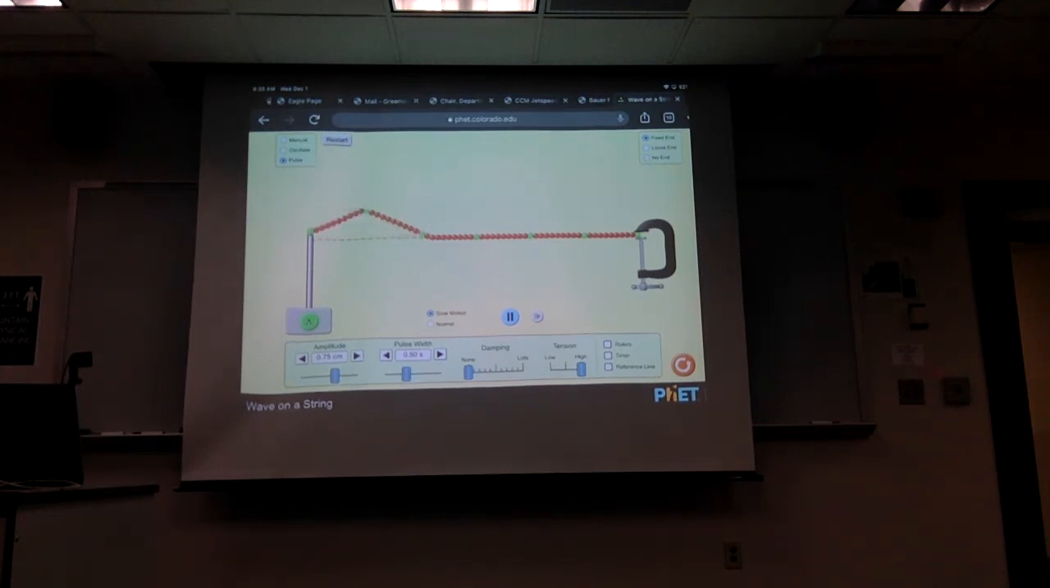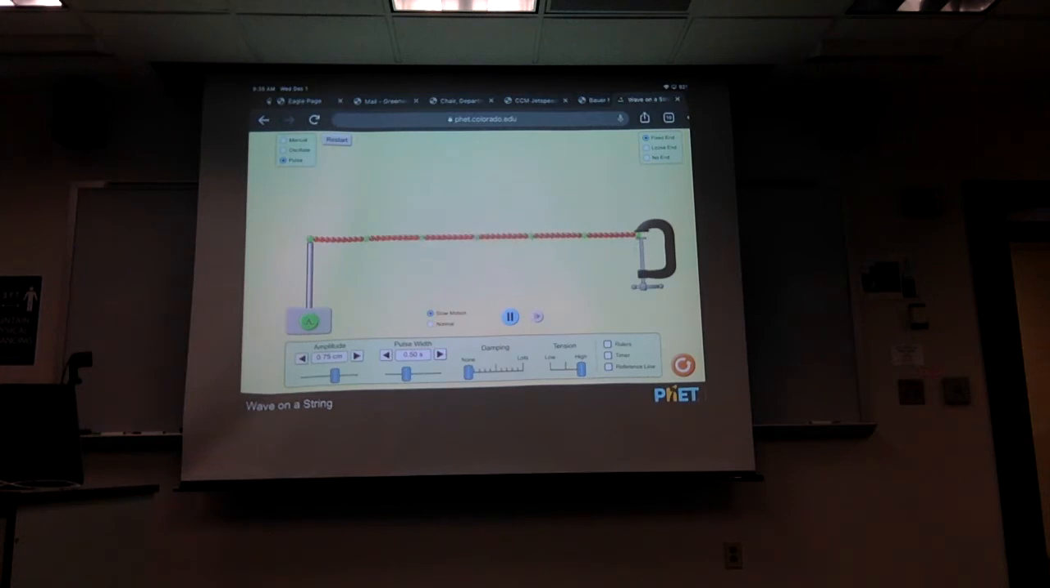Just to remind you what happens when we have a fixed boundary. If I have a fixed boundary, the reflected wave is completely out of phase with the original wave. So in this case, it's a 180 degree phase shift, which means that my reflected wave is out of phase from the original by 180 degrees.